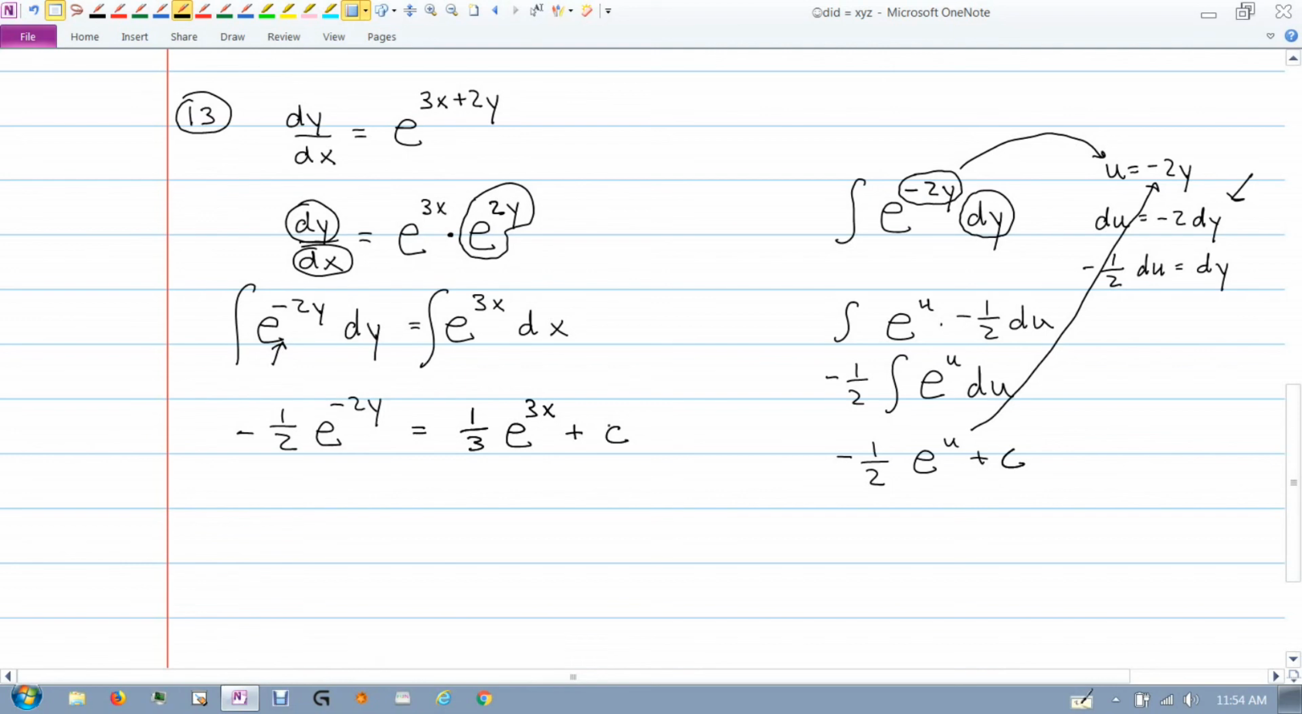That's good enough. We could clear the fractions, but that is an equation relating x and y together, so I'm just going to box it up. I think in the back of the book it looks like they multiply both sides by 6 or something like that.